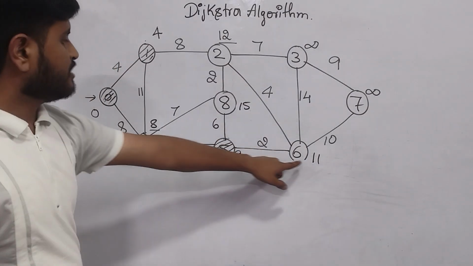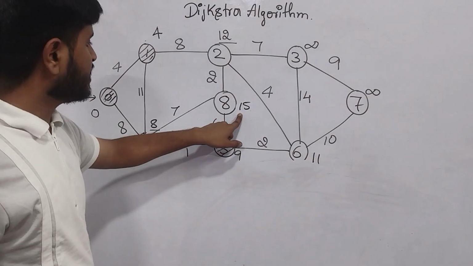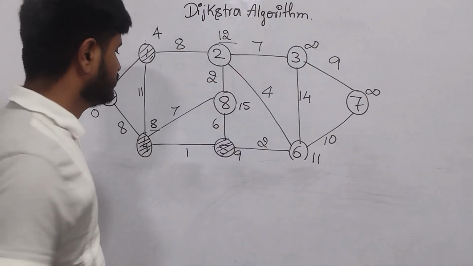Next, I know the value of the 6th node, that is 11. I know the value of the 5th node.